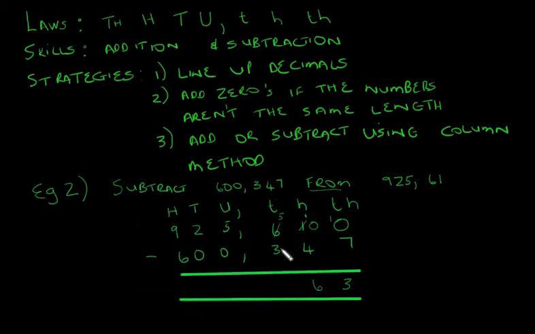That became a 5. 5 minus 3 is 2. Add your decimal. 5 minus 0 is 5. 2 minus 0 is 2. And 9 minus 6 is 3. Let's do one more.